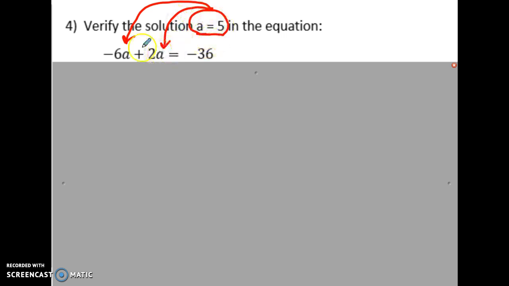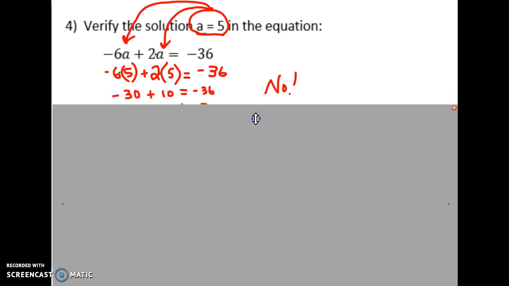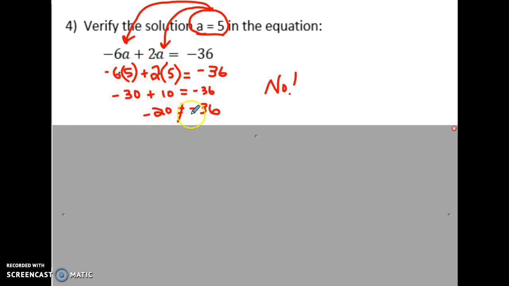For number 4, we have 2 places that we're substituting our given solution. So A is going to be replaced by +5. So we have this -6 that will get multiplied against the 5, and then we also have this +2 that gets multiplied. The right-hand side of the equation just has a -36 with nothing to sub into. So if we do some work, -6 times 5 is -30. 2 times 5 is 10. When you combine those, you do get -20. And we know -20 is not equal to -36. So we know that A cannot equal 5 in this example. There must be a different answer.